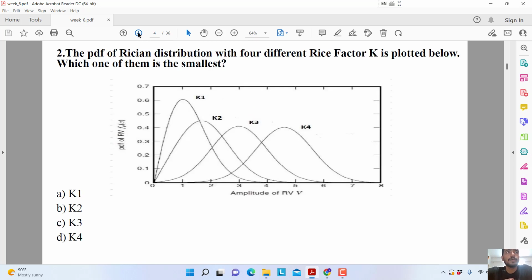Okay, question number two is given there. The PDF of Rician distribution with four different Rice factors is plotted below. Which one of them is the smallest? There we have a plot drawn between the PDF and the amplitude of a random variable. In the x-axis, the amplitude of a random variable is plotted, and on the y-axis the PDF of the random variable is plotted. There we vary the K, or we can say Rice factors. You have to tell which has the smallest value. There are four options: K1, K2, K3, K4. So take your time and you can comment your answer.